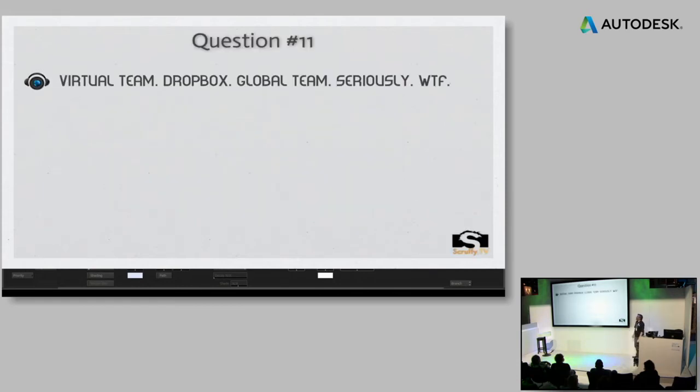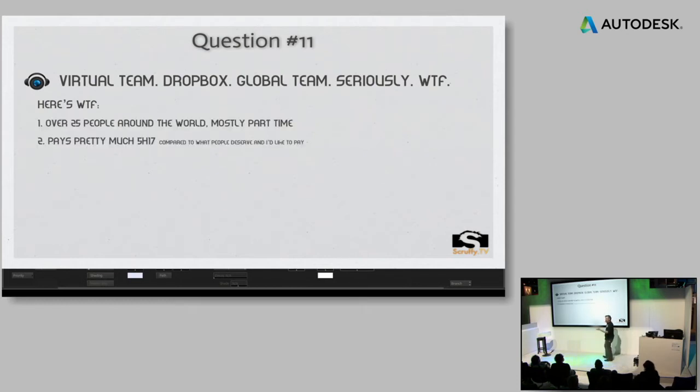So question 11. Virtual team, Dropbox, global team, seriously, WTF, plus, plus, exclamation 1, right? Here's a WTF. 25 people around the world. It's actually more than that now. Pays pretty much. If anyone does hacker speak, you read that as, okay, good. I'd like to pay more.